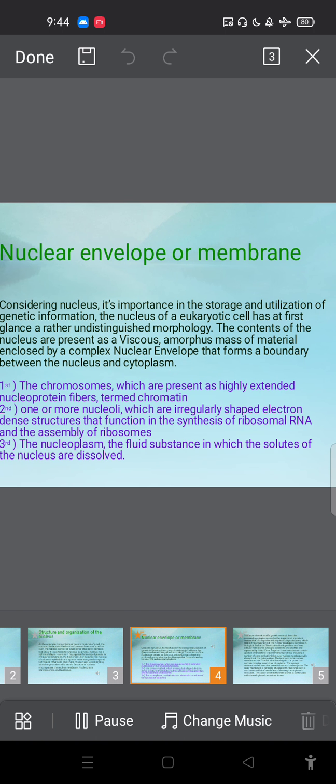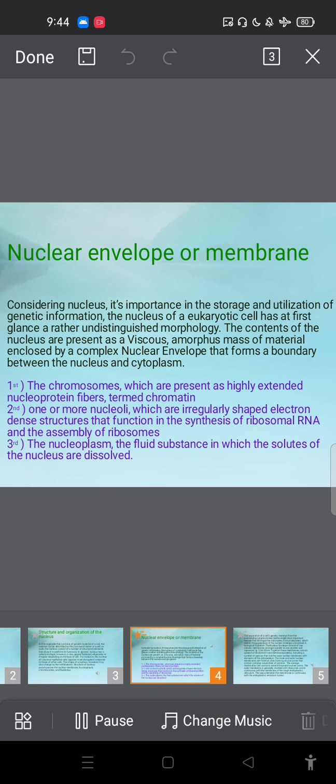Next one is the nuclear envelope or membrane. Considering its importance in the storage and utilization of genetic information, the nucleus of a eukaryotic cell has at first glance a rather undistinguished morphology. The contents of the nucleus are present as a viscous amorphous mass of material enclosed by a complex nuclear envelope that forms a boundary between the nucleus and cytoplasm.